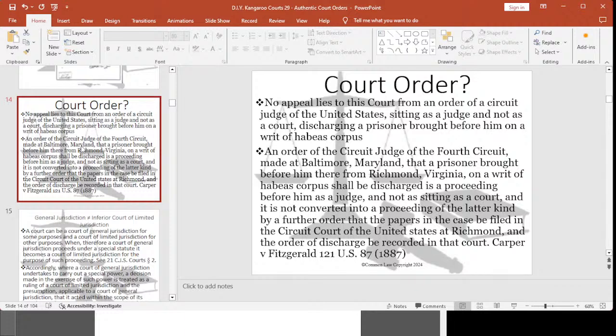This is actually Carper versus Fitzgerald, U.S. Supreme Court case, 1887. "No appeal lies to this court from an order of a circuit judge of the United States, sitting as a judge and not as a court." Did you know that? That's one of the ones that Paul sent me. This is actually a really short case. It's like a page, 2 pages. So it's a quick read.